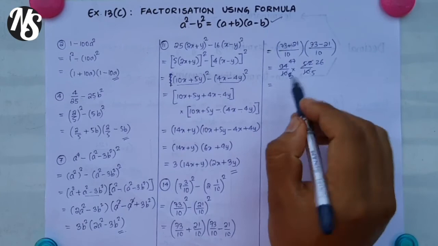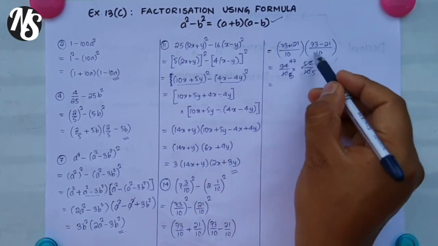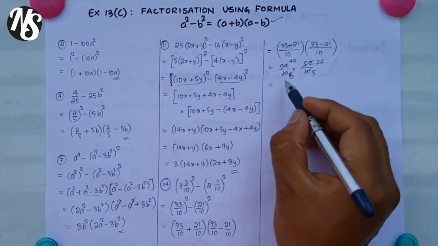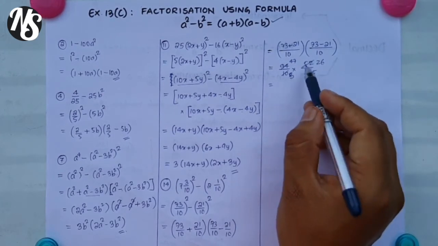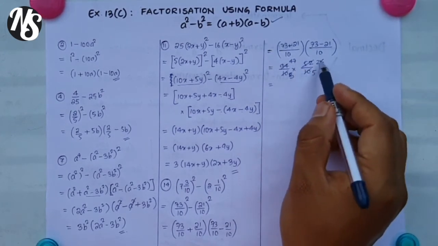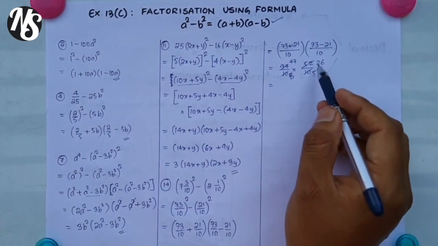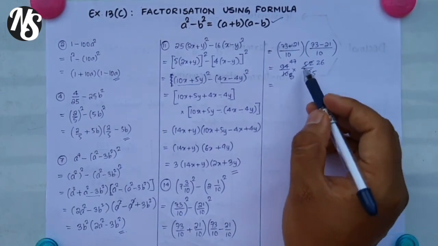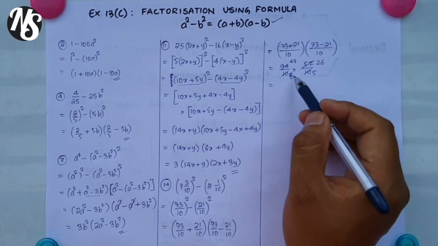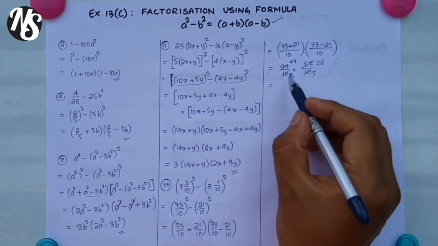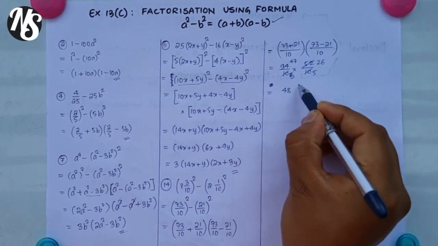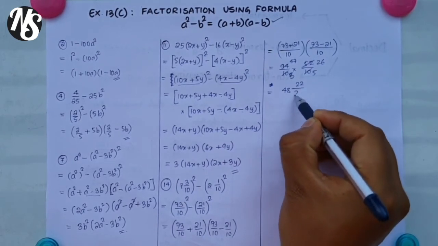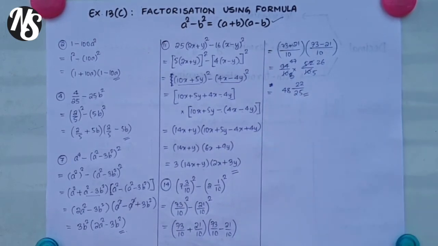So after that, I'll just give you the final answer. Multiply and convert it into a mixed fraction. When you get the result after multiplication, you get an improper fraction, that is, your numerator will be more. So when you convert that into a mixed fraction, your answer turns out to be 4822 by 25. This is your answer for this particular question.